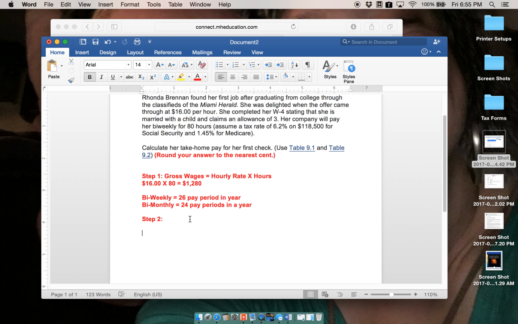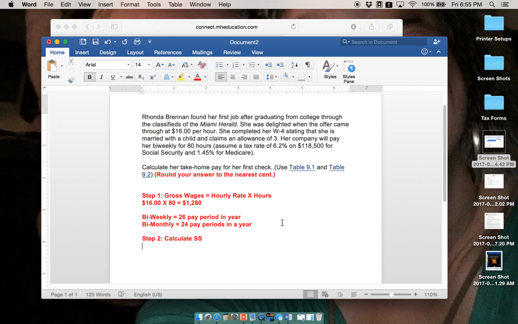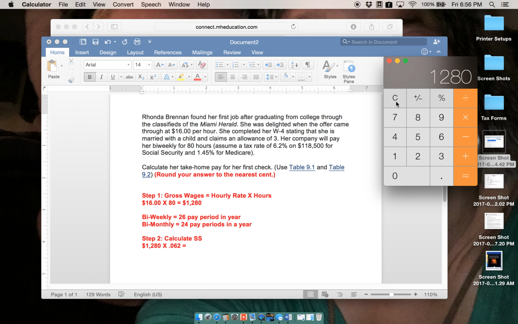All right, so step 2, we're going to calculate Social Security. And we are just concerned with her deduction, okay? Normally the employer pays the other half of this. So this is one portion for the employee, and the other half is the same rate for the employer, okay? So we're going to take her gross wages of $1,280, and we're going to multiply it by 0.062, which is 6.2%. That gives us 79.36.